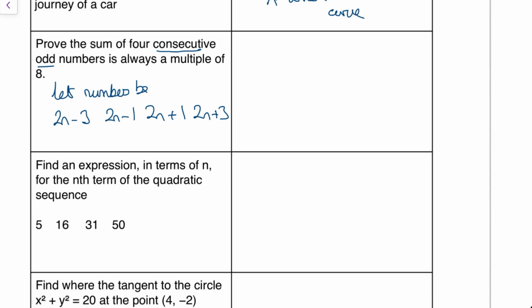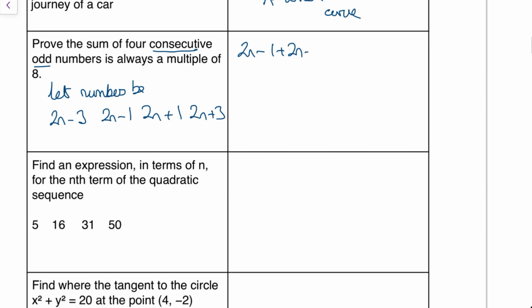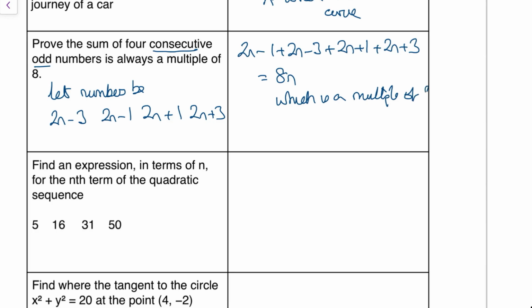If you haven't done that, if you've done 2n plus 1, 2n plus 3, 2n, it would still work okay. But I've made it marginally easier myself. Then I'm going to do the maths part. So that's going to be 2n, just said to myself what I'm doing. So 2n minus 1 plus 2n minus 3, don't know why I'm doing it in the wrong order, but anyway, plus 2n plus 1 plus 2n plus 3 is equal to 8n, which is a multiple of 8, and I've proven it to be true.